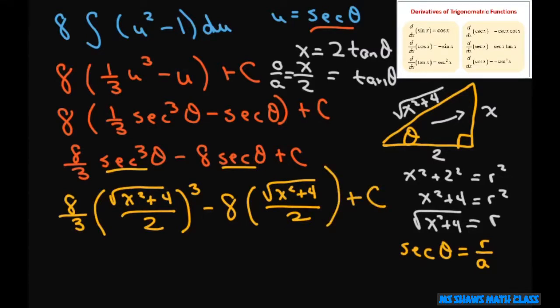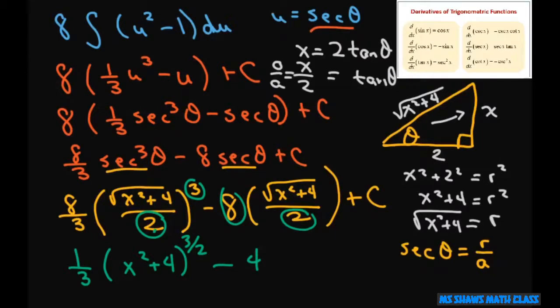And if you want to simplify this, remember, if you cube the 2, that's going to be 8. So the 8's will cancel and you get 1/3. And I can write this as x squared plus 4, to the 3/2 for the cubed square root part. Minus, and then you divide these two, and that's 4. And then we're just going to write this as x squared plus 4 to the 1/2 plus c.